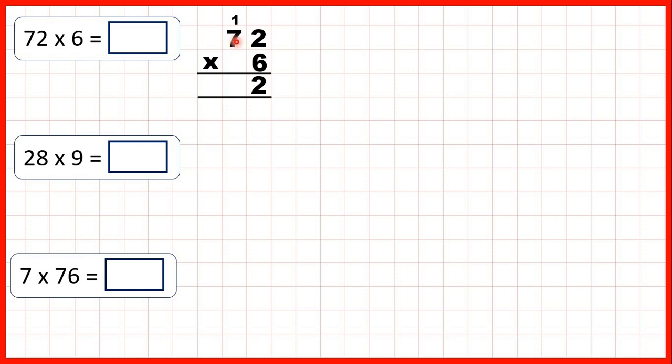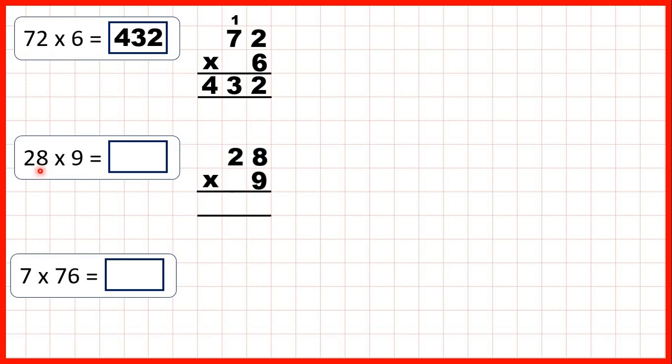Then we have 7 times 6, which is 42, but what we need to do now is add the 1 that we've written on top. So 7 times 6 is 42, plus 1 is 43. Now here we don't have any more digits to multiply, so we can just write the 43 in our answer line. So our answer is 432.